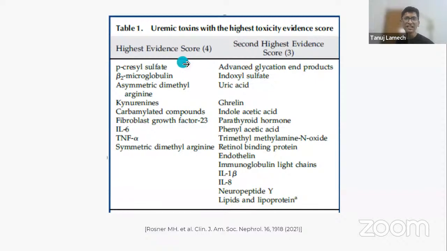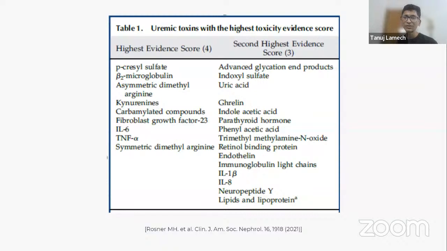Basically the highest evidence for uremic toxins are all of these: P-cresyl sulfate, beta-2 microglobulin, IL-6, TNF-alpha. Thing is, we don't measure any of these, and you'll find that urea is not on this list. So urea is not a uremic toxin, but the actual toxins we don't measure. We do not know to what extent each of these contributes to the uremic syndrome. We can't obviously be measuring all of them. So we basically use urea as a surrogate for all of these things.